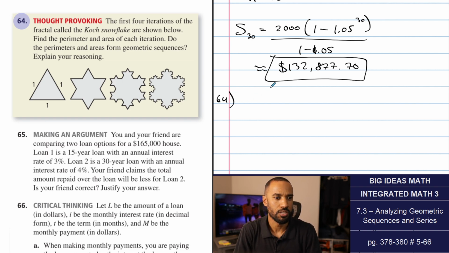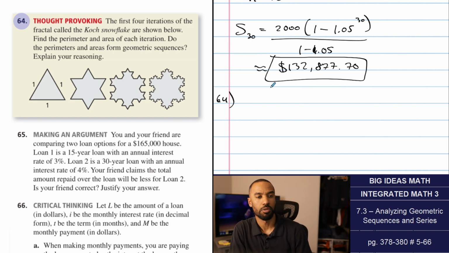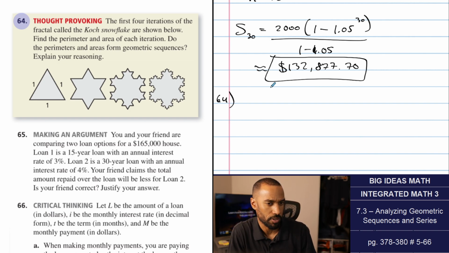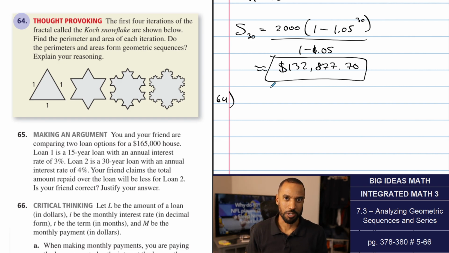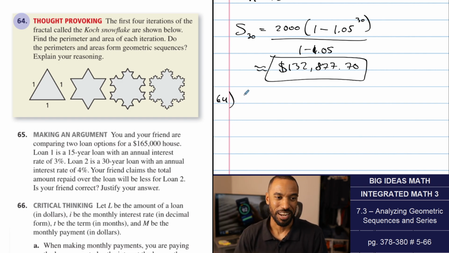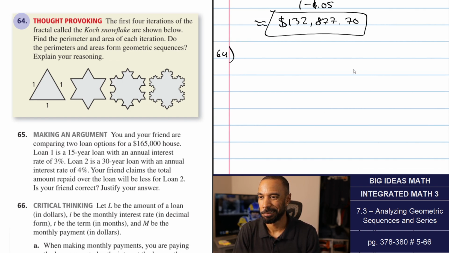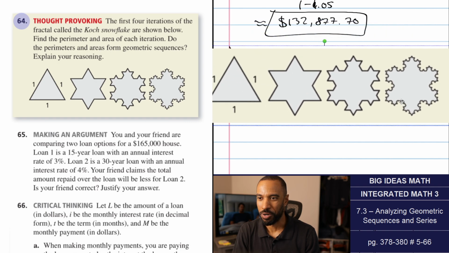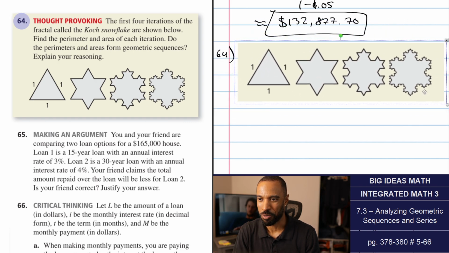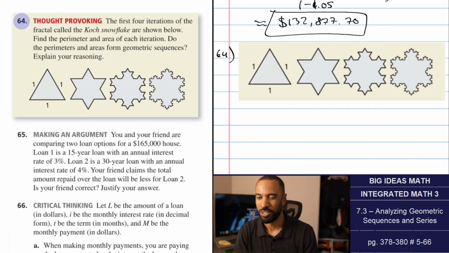Okay, number 64, thought-provoking. The first 4 iterations of the fractal called the Koch snowflake are shown below. Find the perimeter and area of each iteration. Do the perimeters and areas form geometric sequences? Explain your reasoning. All right, the triangle is going to be easy. After that, I'm going to have some pause. Let me copy and paste this so I can write right underneath them. Area? Hopefully I can pick up the pattern really easily and not have to deal much more beyond that. It's probably one of the things I should pause for.